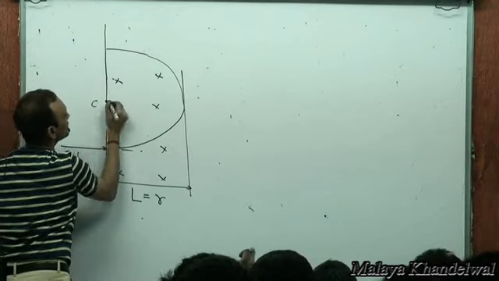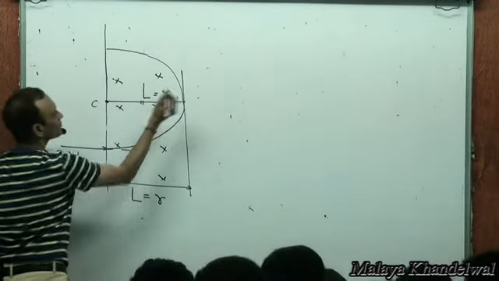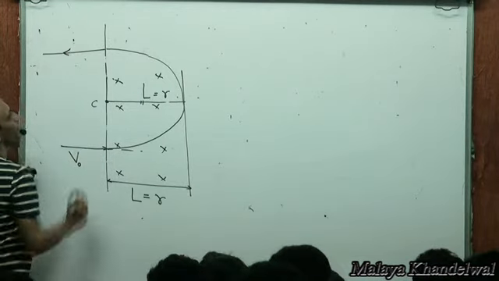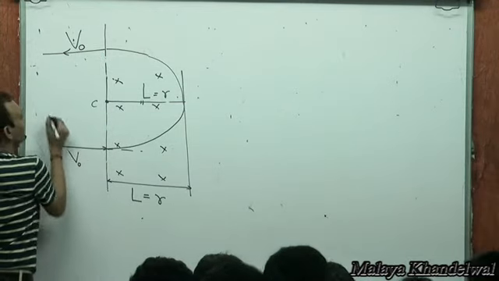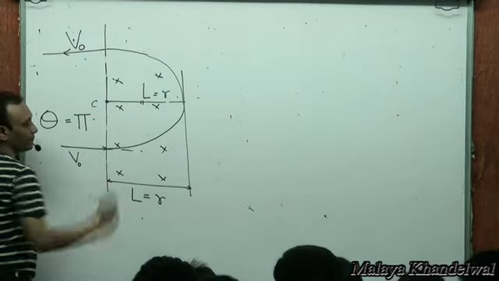This is the center C. This L turns out to be the radius R. It will exit like this with a velocity V naught leftwards now, and the deviation produced would be pi.